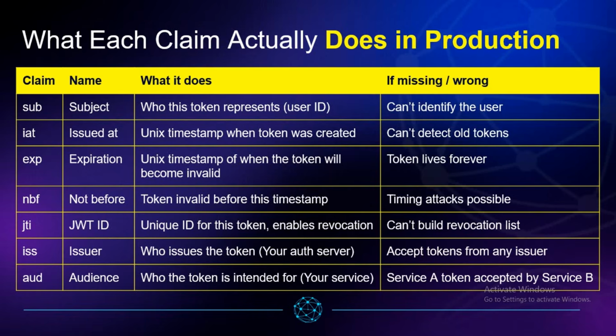Look at the "if missing or wrong" column. Every one of these claims that you don't set or don't validate is an open door. Tokens that never expire, tokens from an attacker-controlled issuer, tokens from service A accepted by service B. You have to validate all of them. None of this is optional.